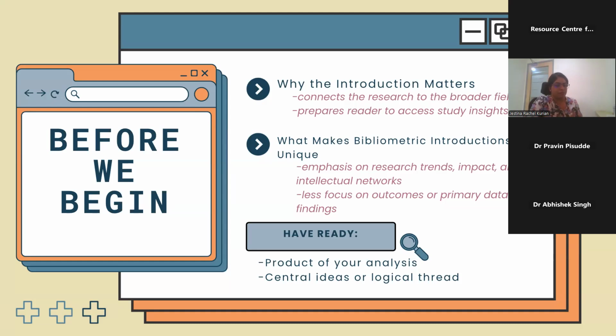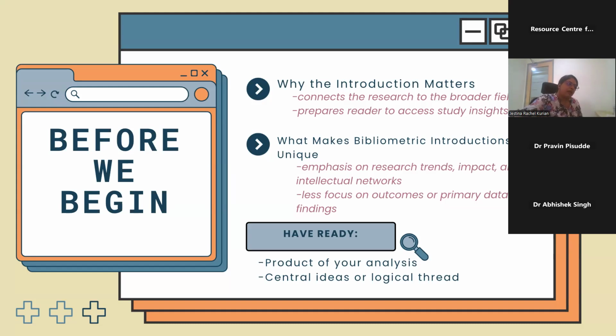bibliometric introductions are best. What makes bibliometric introductions unique? We don't look at primary data. We don't look at how many women smoke cigarettes who are pregnant. We don't look at the outcome, how many pregnancies develop complications, etc. None of that is what we are looking at. We are looking at how much research is being conducted on this topic.